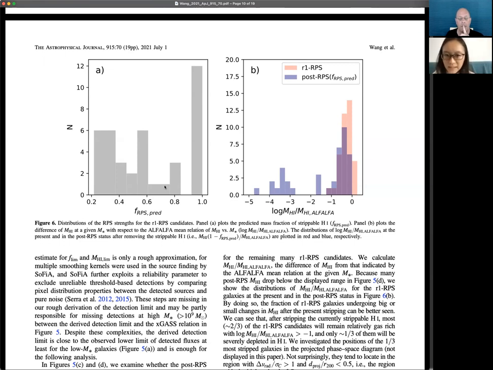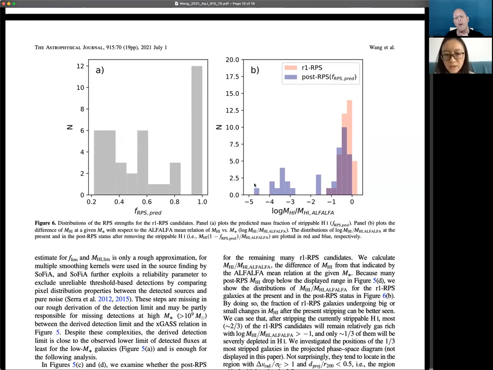Okay. And on the right panel, you demonstrate how far the post-ram pressure stripping status would go with respect to the alpha-alpha relation, the pink curve we showed right now. So we see around two-thirds to half of the galaxies will still remain near the alpha-alpha upper limit, upper envelope, and only one-third of them are significantly below that. So it shows exactly the same thing we just showed.